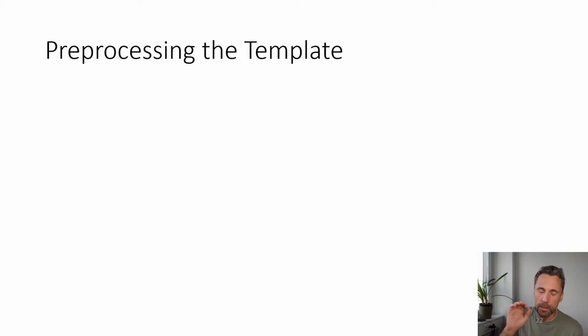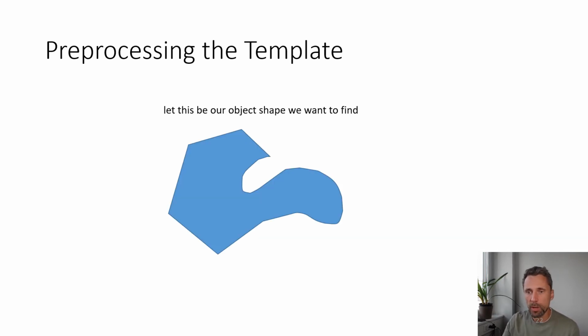Let's go through it step by step. The first step is to take your template, that's what you have to have, and pre-process it in the following way. So let this be our shape, and we first have to run our Canny edge detection, because we need to have the contour of it. Now we'll then iterate over all edge pixels and compute the center location. So that's the object center C here.